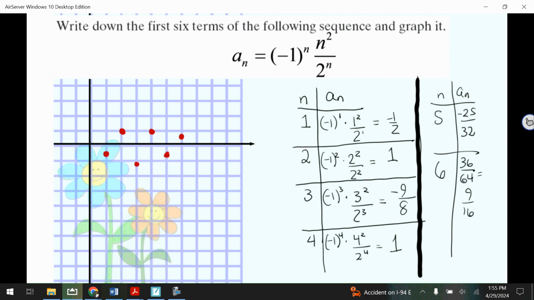So again, this is a discrete graph. I am not connecting the dots. If I were to connect the dots, that would mean I'd have a 1 1/2 term, or I could have a 0.6 term. That doesn't make sense. You have a first term, second term, third, fourth, fifth, sixth. So you don't connect because it is a discrete relationship where the domain are only counting numbers because it's the first, second, third, fourth, fifth, sixth term, and we could keep going.